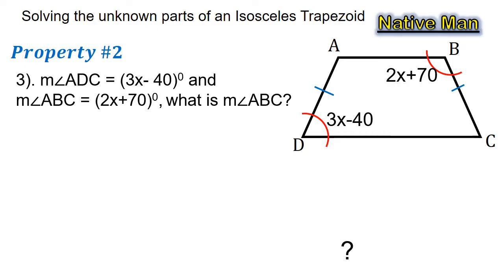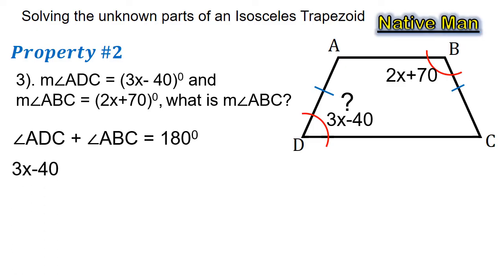Ano po? So, yung ating pong equation dyan, so yan po yung ating hinahanap. Ang ating pong equation dyan ay angle ADC plus angle ABC is equal to 180 degrees. So, substitute lang po natin yung given. Yung ADC po is 3x minus 40 plus yung ABC po ay 2x plus 70 is equal to 180 degrees. So, yan na po yung ating equation. If you simplify, makukuha po yung value ng x. At pag makuha po yung value ng x, makukuha na po yung measurement ng angle ABC.